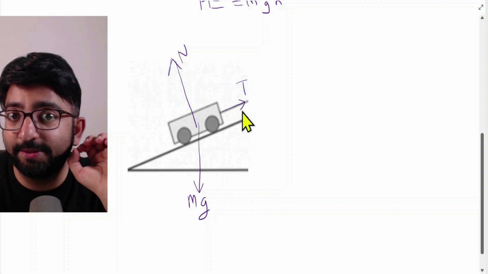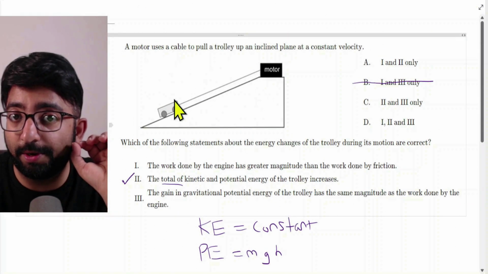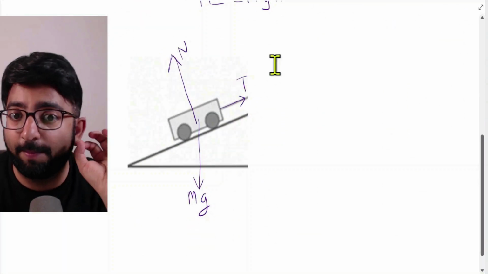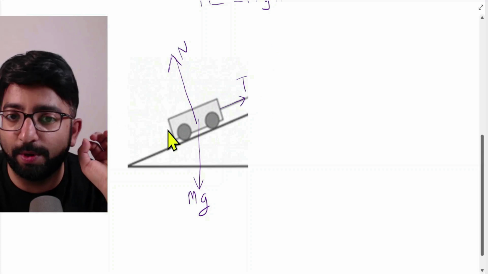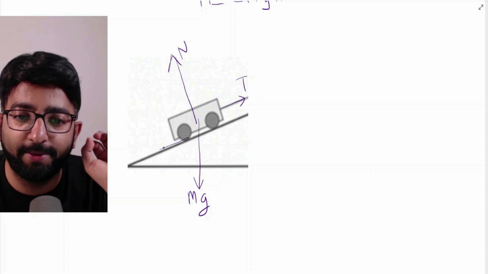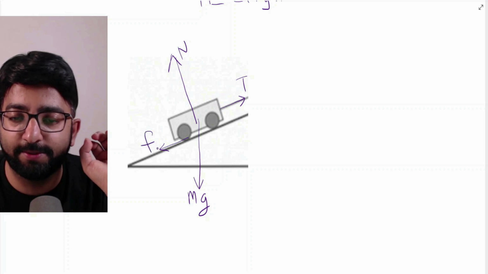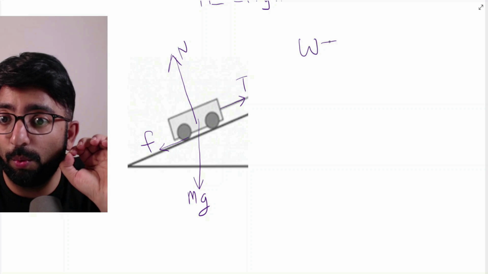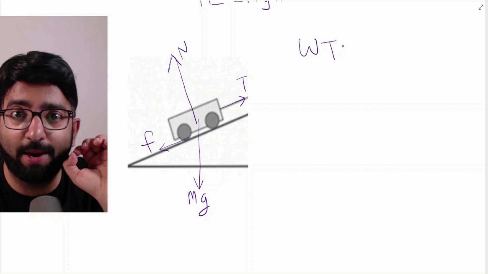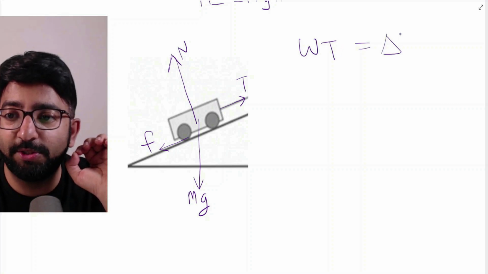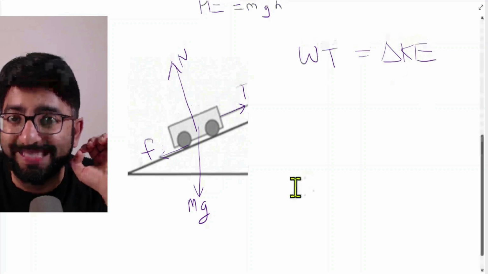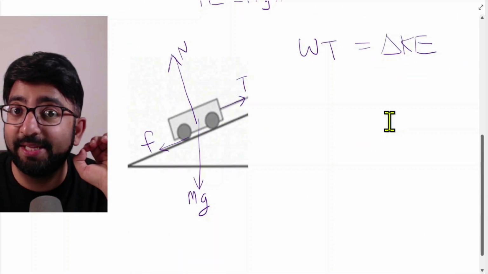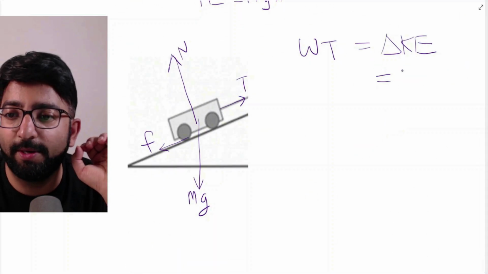Now, this tension is the result of the motor. Since the motor is doing the pulling, we can say tension is nothing but the engine power. Apart from these forces, we have a downward frictional force, which will be acting down the plane like this. And now we can use the work energy principle, which states that the total work done by all the forces acting on the object will be equal to the change in the kinetic energy. And since in the question it is mentioned that the velocity is constant, the change in kinetic energy will be equal to zero.